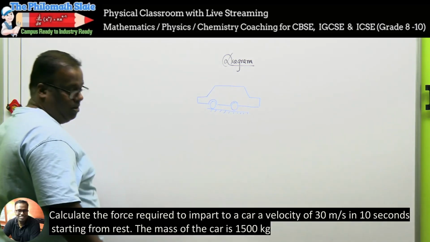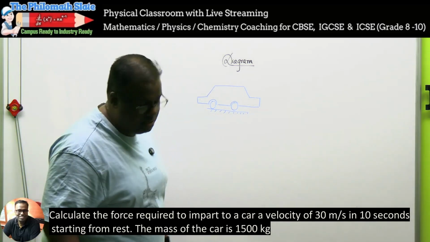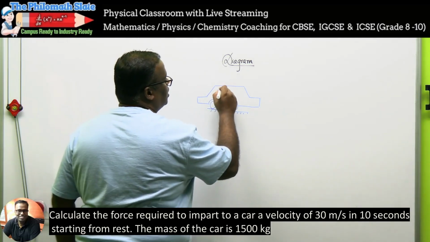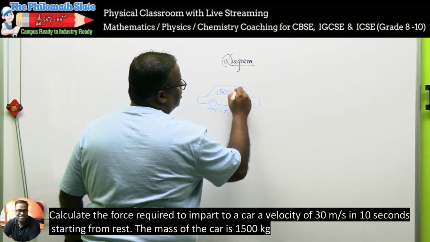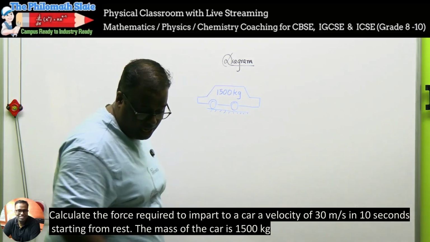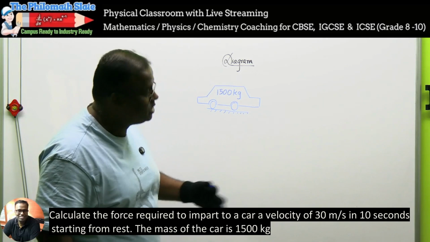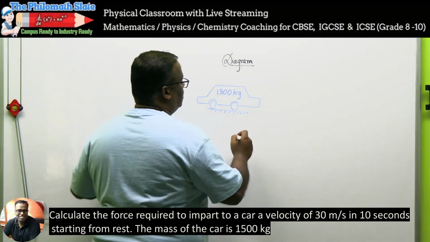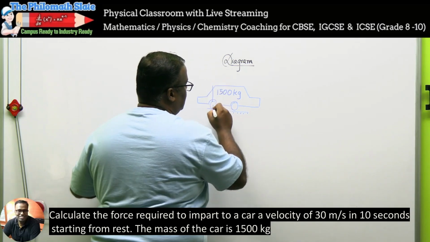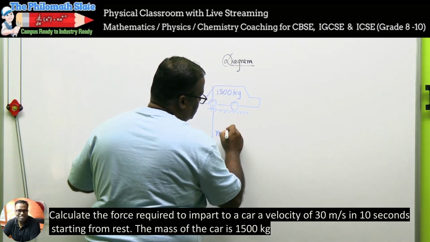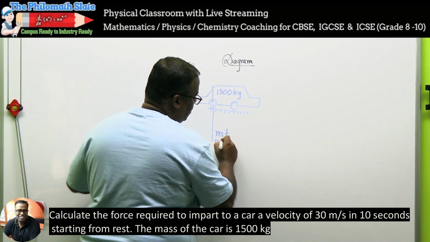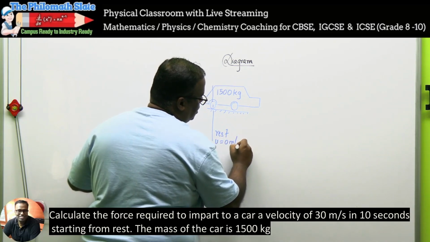So we have a car, and this car has a mass of 1500 kg. And this car is starting from rest. If you see, the car starts from rest. So let's say right now the car is starting from rest. For us, rest means the initial velocity of the car should be 0 meters per second.